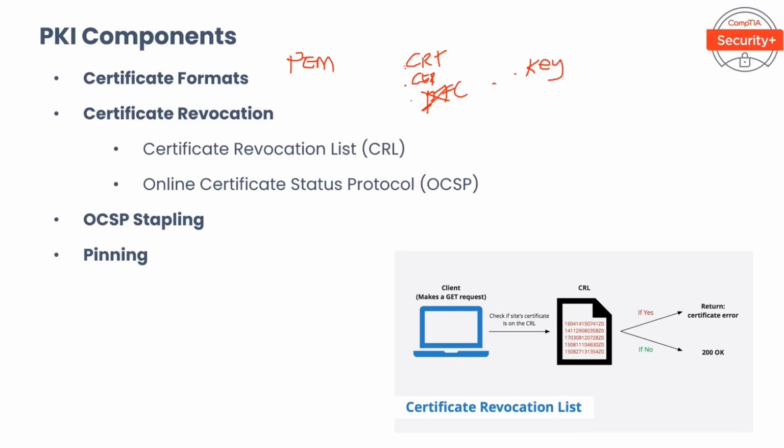Now, the binary form of a PEM certificate is distinguished encoding rules, or DER, or DER certificate. In addition to the .DER extension, CER and CRT extensions can be used for DER encoded certificates. DER encoded certificates are common on the Java platform.